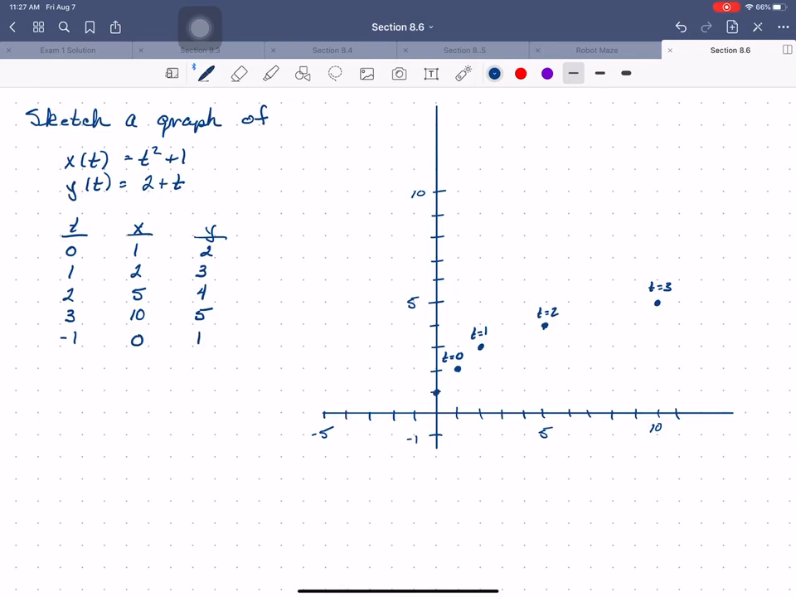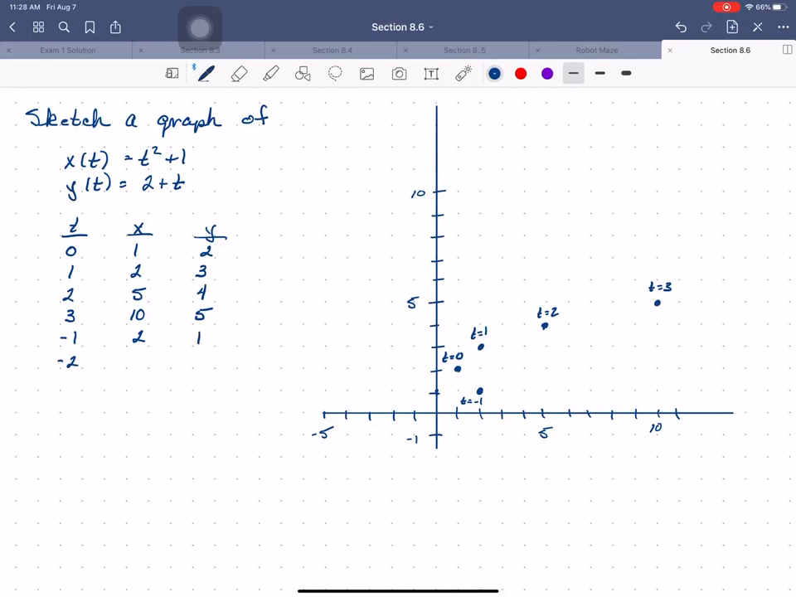When t is negative 2... whoops, x is not 0, is it? Negative 1 squared is 1. That should be 2. So that point is wrong, because that should be the point 1, 2. I already have the point 1, 2. Oh, no, that's the point 2, 1. So this is t is negative 1.